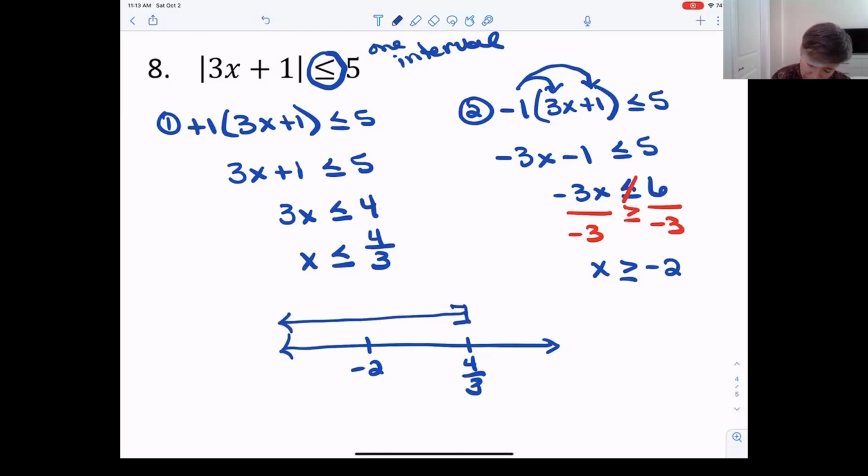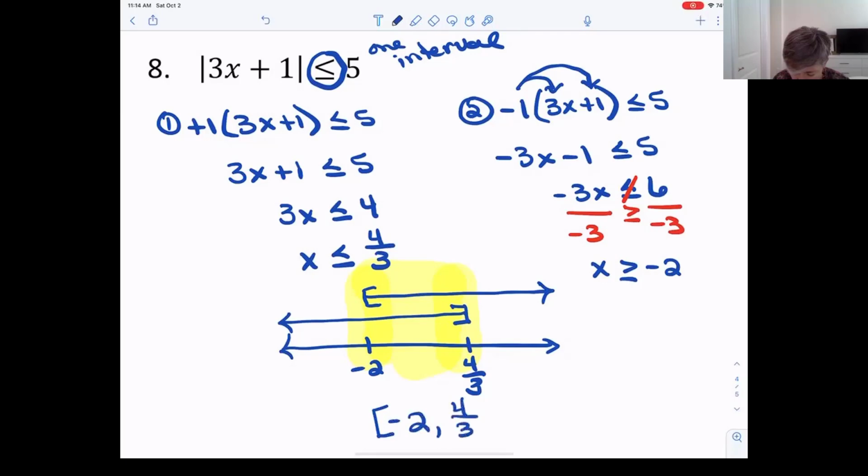But in the second one, x is greater than or equal to negative 2, so it goes this way. Remember, we're looking for one interval that could satisfy either one, which means we're looking here where they overlap. So our interval is going to be from negative 2 to positive 4/3, or 1 1/3.